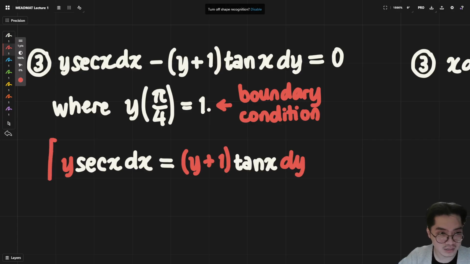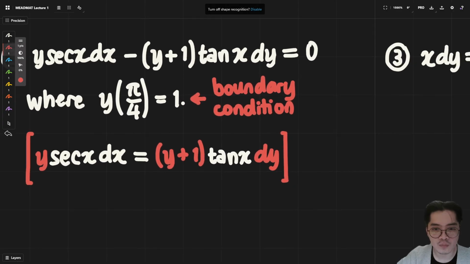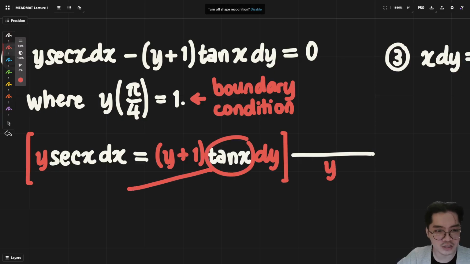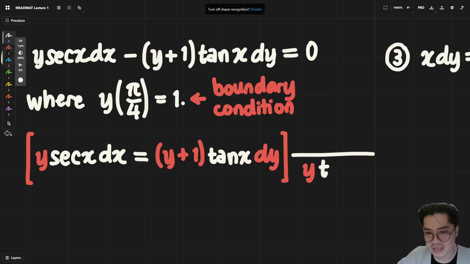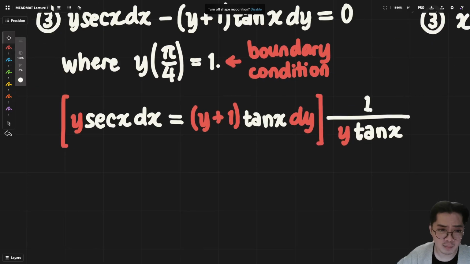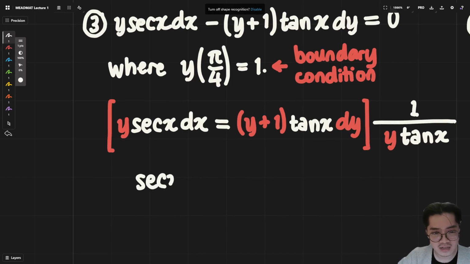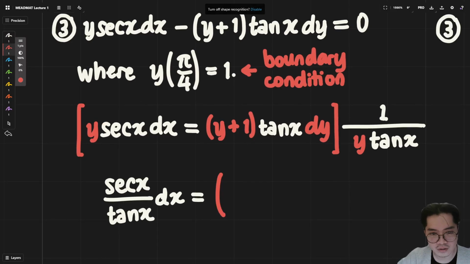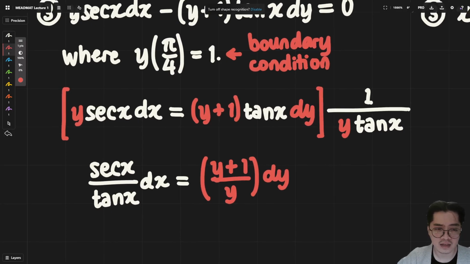So we'll just do what we do best, right? We separate these variables, these terms, right? So my goal for this side is that what I just want is for the y to be here. So I will divide the y here. And then for this side, what I want to do is turn the tangent down here. So I will divide that by tangent x as well. So this is just y times tangent x. And there's nothing on top. What will happen then is secant x over tangent x dx is equal to y plus 1 over y, and then dy. Okay, that is what's supposed to happen.